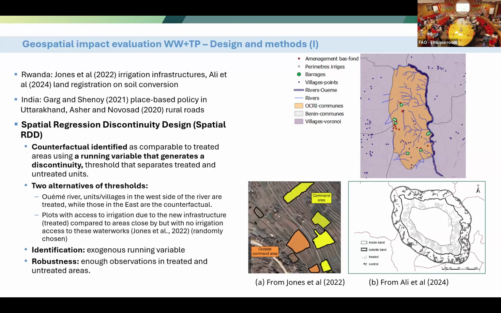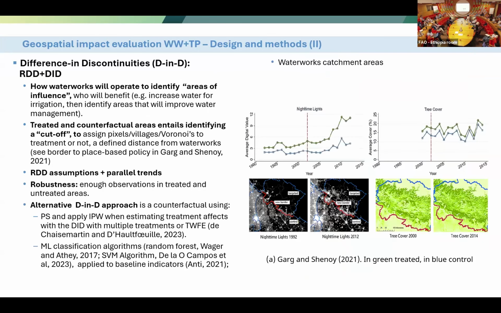Another alternative is based on Ali et al. Imagine that you have the center, the construction of the waterwork. The idea is to construct an inside band and compare it with the areas outside the band. So the inside is the treatment, and the areas outside are going to be the control areas. That could be another alternative. Also, another alternative that we plan is to use difference in discontinuities, which is basically an RDD combined with a difference-in-differences. So it's always the idea of how we are going to use a cutoff to identify the counterfactual, the treated and counterfactual areas, no?